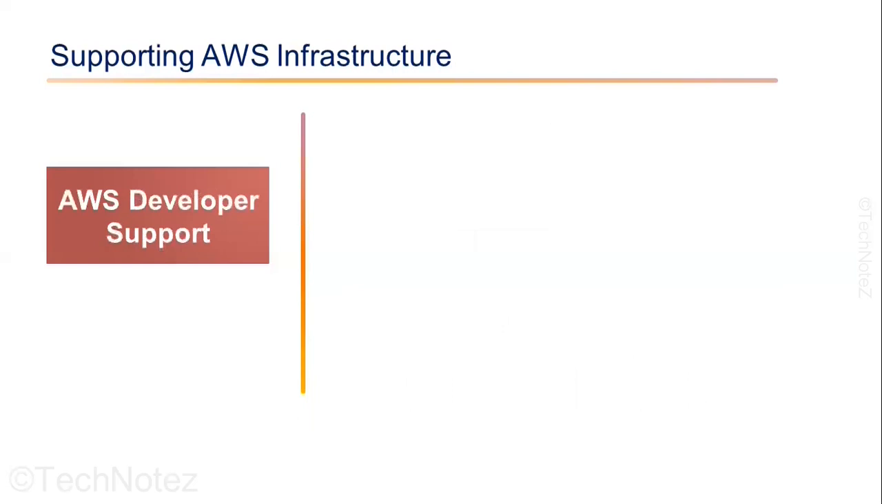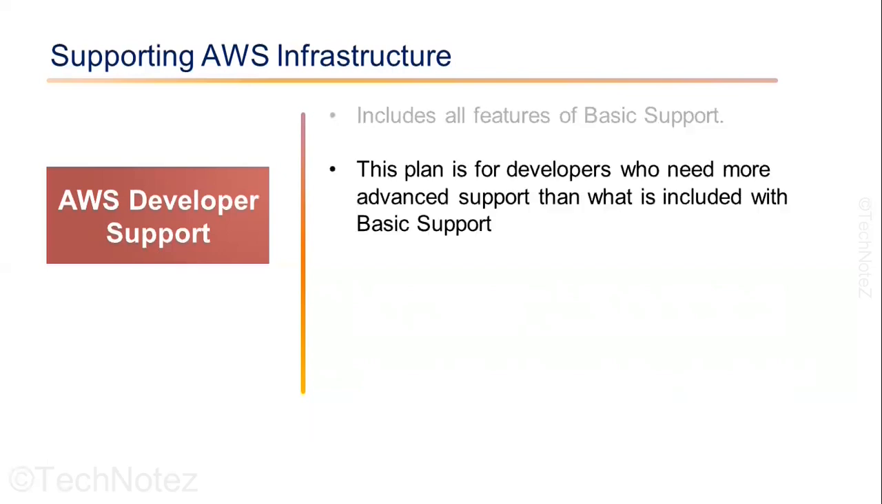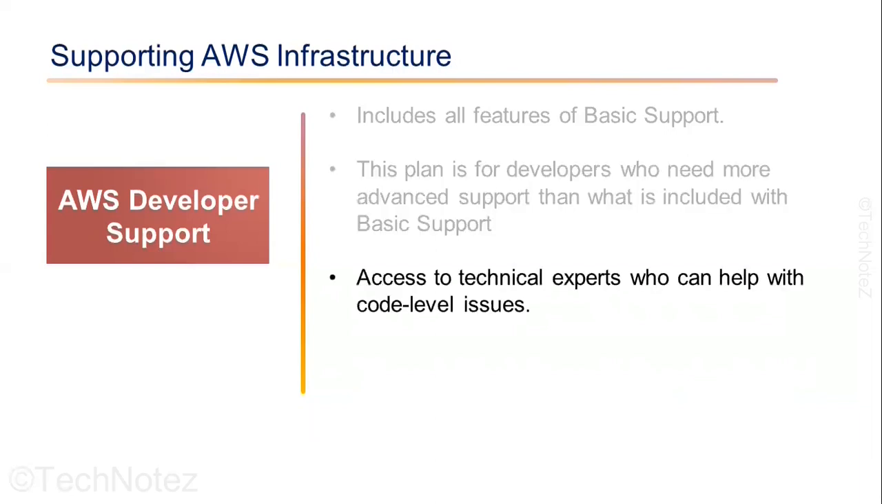AWS Developer Support is a support plan for developers that provides additional assistance with AWS services, such as technical guidance and troubleshooting. This plan includes all features of basic support. It is for developers who need more advanced support than what is included with basic support. With developer support, you have access to technical experts who can help you with code-level issues, and you can also receive guidance on best practices for developing and deploying applications on AWS.